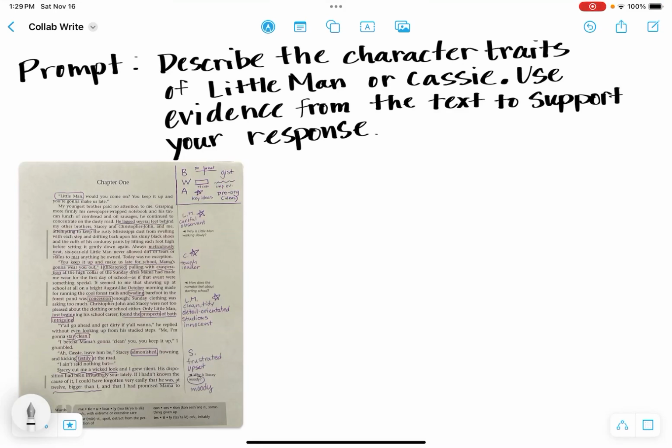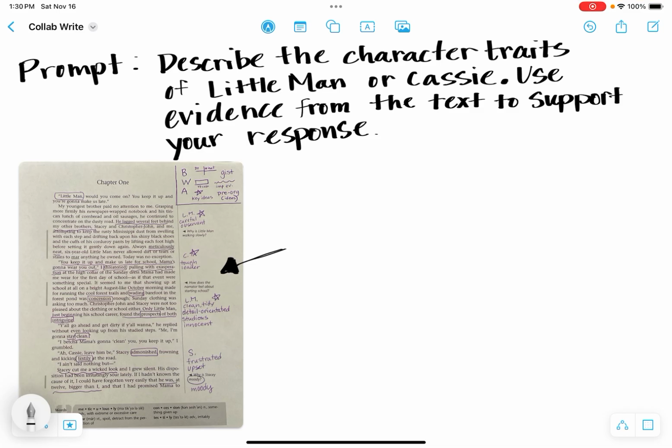All right, so if we're going to do a collaborative write for this prompt about Little Man or Cassie, the first thing before you get into collaborative writing, you would have to have already read chapter 1. Okay, so that is the thing you need to do with your students to prepare. So maybe you've read it aloud and you've discussed it.